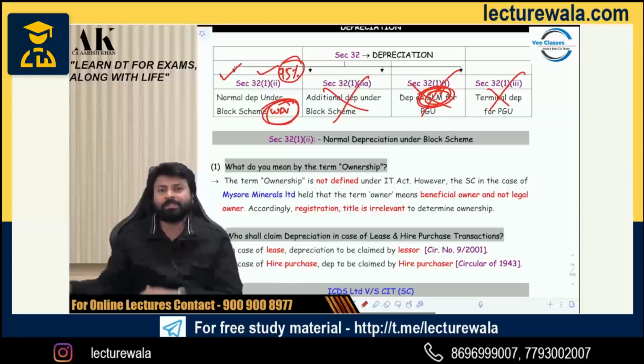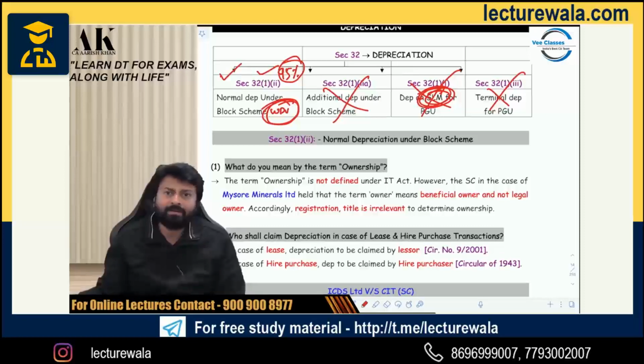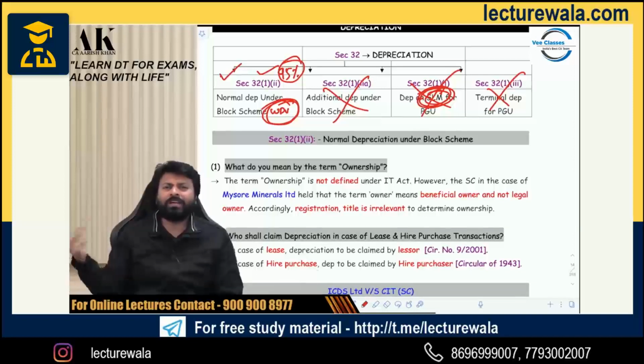The property was not registered. But has the assessee got the possession? Yes, the assessee got the possession. Has the assessee paid the money? Yes, the assessee has paid the money. Is the assessee using the building for business? Yes, the assessee is using the building for business. What was the only thing which did not happen? The property was not registered. So the assessee said that the property is not registered, that is a mere formality. We will register in the next few months.